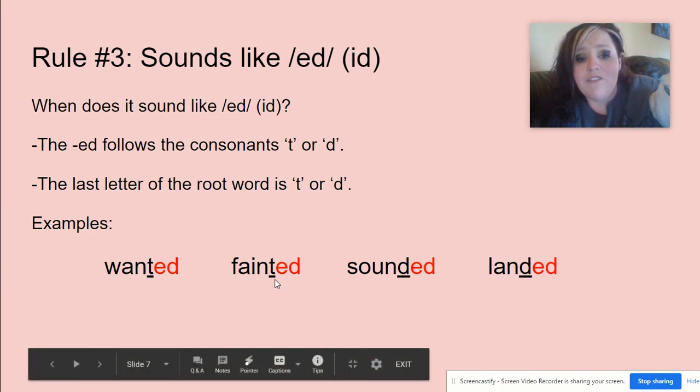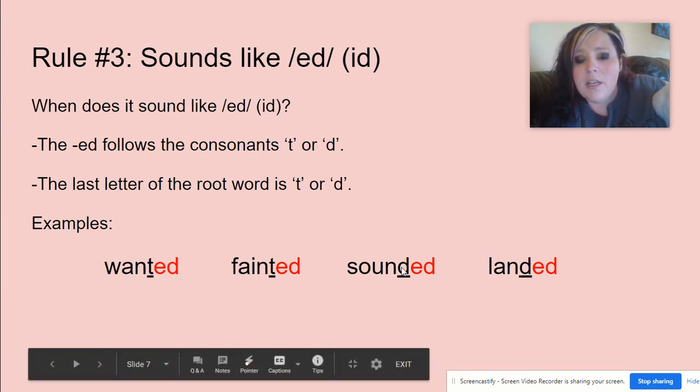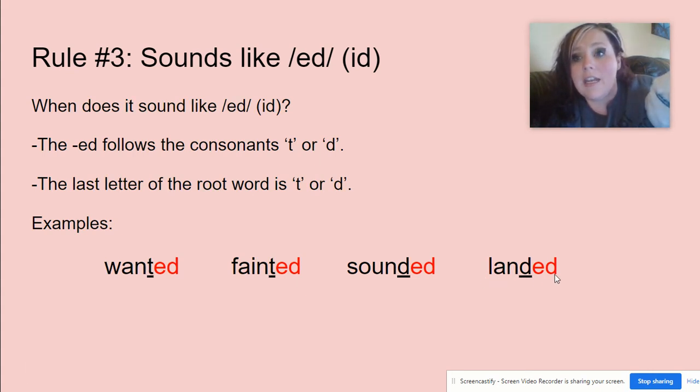Here my root word is faint. I'm looking for that last letter in the root word. I fainted after I rode my bike too long. All right, and then I have the word sound. The last letter in the root word is a D or a T, so it's going to make the ed sound. It sounded like a loud noise. And then we have a D or a T here for my last letter in the root word, so it's going to say ed. I landed on the moon when I went to outer space. So there's our 3 rules.